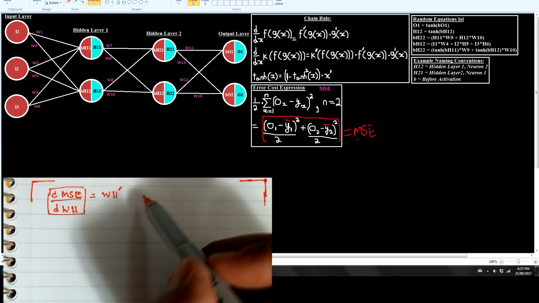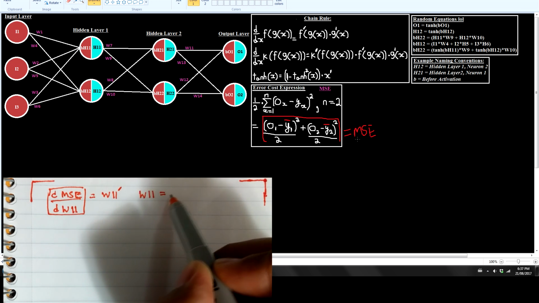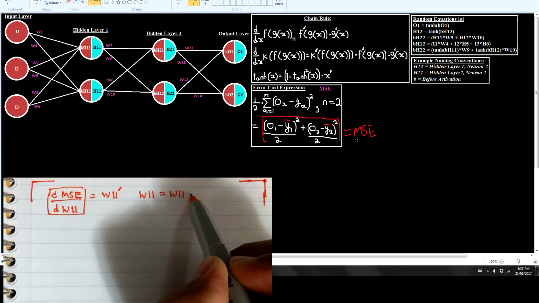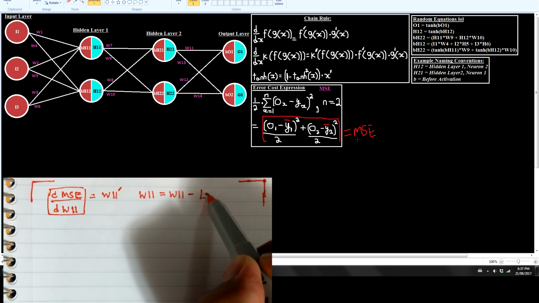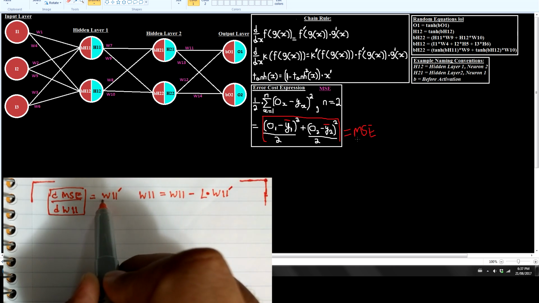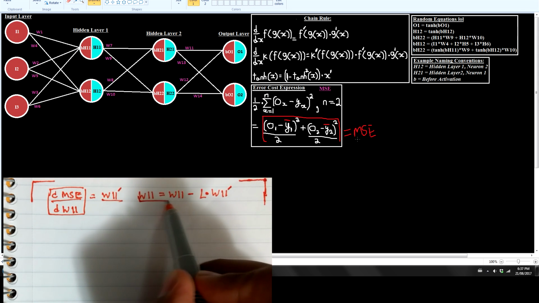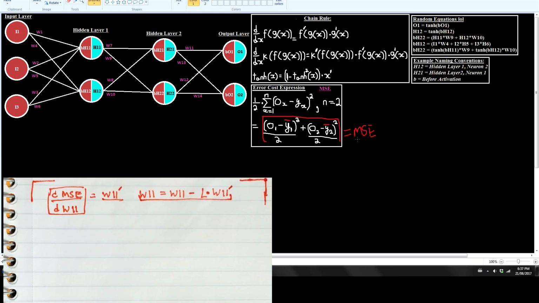So the actual weight update will look like this. The new W11 is equal to W11 minus the learning rate, which is just going to be a small number, times W11 prime. So if we could somehow calculate this W11 prime, then all we have to do is just use this little formula over here to update our weight W11. So now let's break down this chain rule.